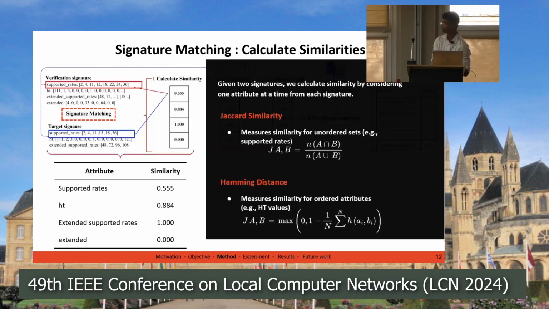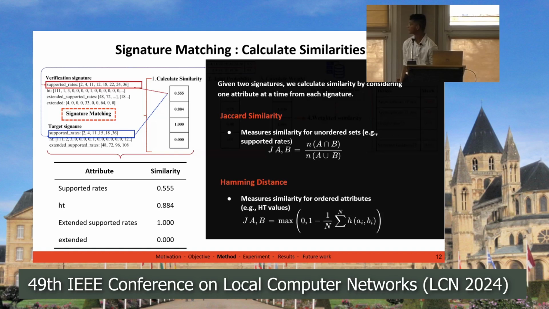So going into the first part, calculating the similarities between all attributes. We have 2 metrics for this, Jaccard and Hamming distance. For all our ordered attributes like supported rates, extended supported rates, we use the Jaccard similarity, which calculates the overlap between sequences, while the Hamming distance is for ordered attributes such as HT, where you're looking for a specific sequence of values.